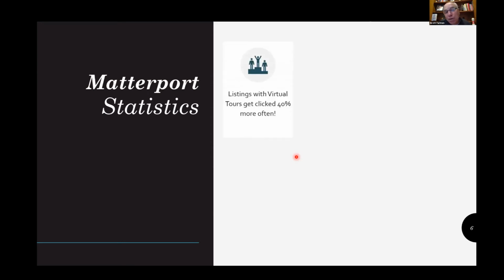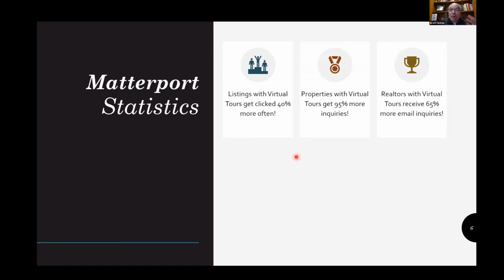But what I saw statistically, and I saw these on some Matterport statistics, and certainly chime in if there's something you want to add, is that virtual tours get clicked 40% more often. So listings with a virtual tour get clicked. Real estate agents or brokers on the line right now, pay attention. This is really, really important. And then if you have the tours, you're getting 95% more inquiries. So there's another benefit. And 65% are getting more email inquiries.